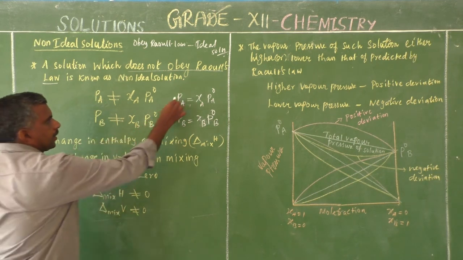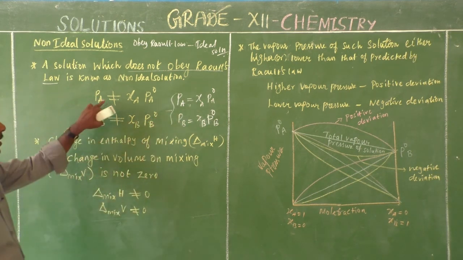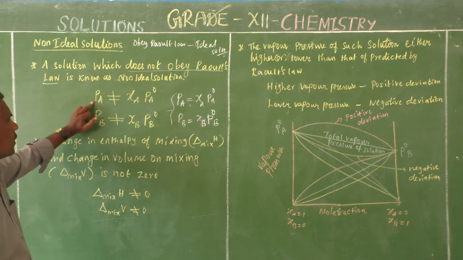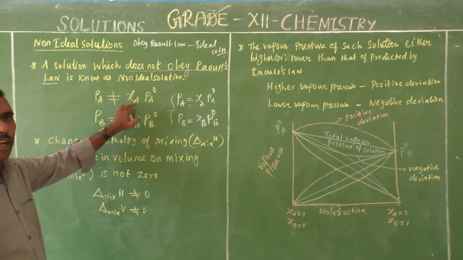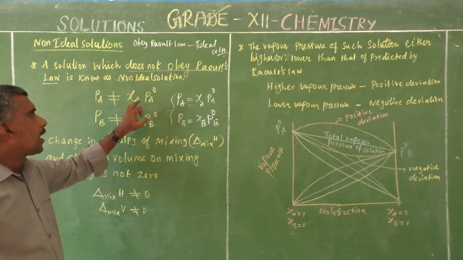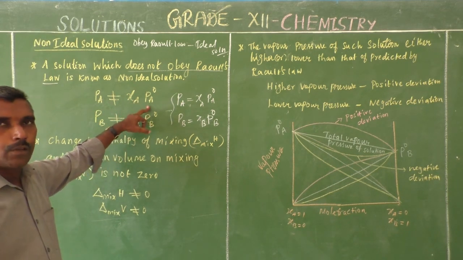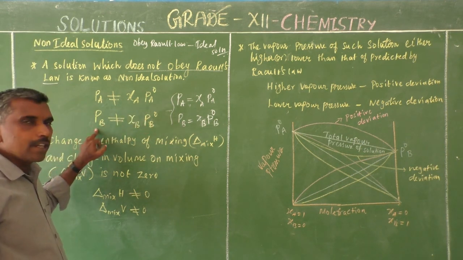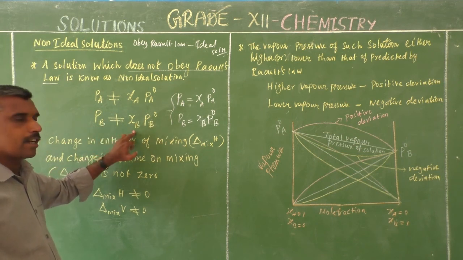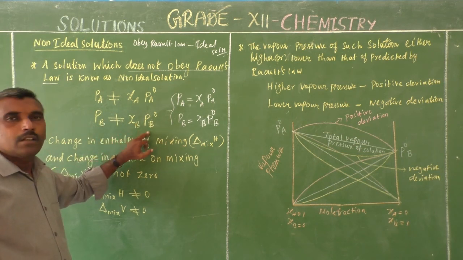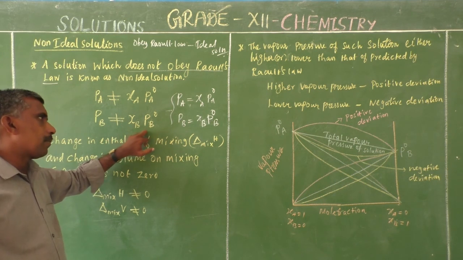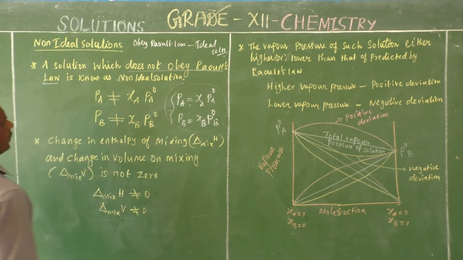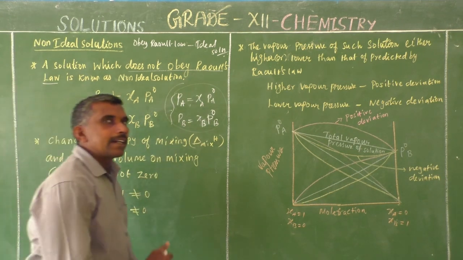But when this law is not obeyed, the partial pressure of component A is not equal to the mole fraction of component A times the pure vapor pressure of A. The partial pressure of component B in solution is not equal to the mole fraction of component B times the pure vapor pressure of B. When Raoult's law is not obeyed, that solution is known as a non-ideal solution.